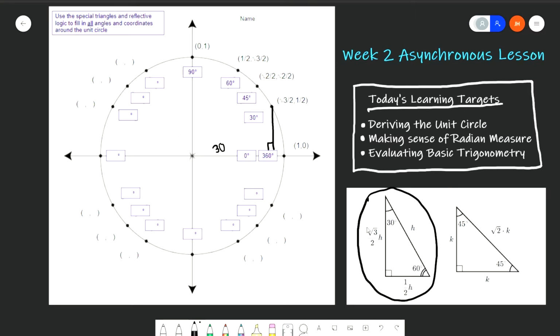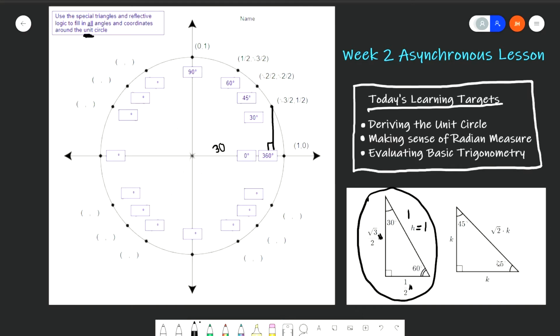Now, why is it root 3 over 2 and 1/2 when there's an h here in my formula? That's because it's called the unit circle for a reason, y'all. It's called the unit circle because the radius of this circle is 1 unit. Notice how the coordinates on the axes are at 1, 0 and 0, 1. So essentially h here is equal to 1. That means the hypotenuse of my 30, 60, 90 triangle within this guy here is 1, and those side lengths are root 3 over 2 and 1/2.